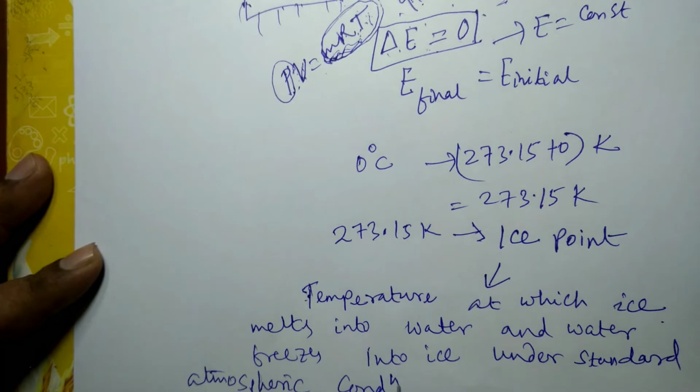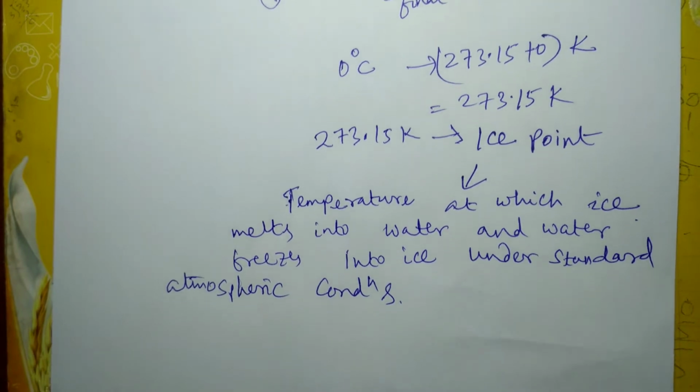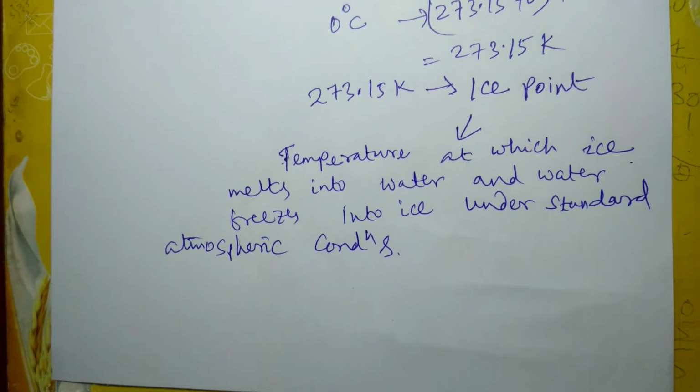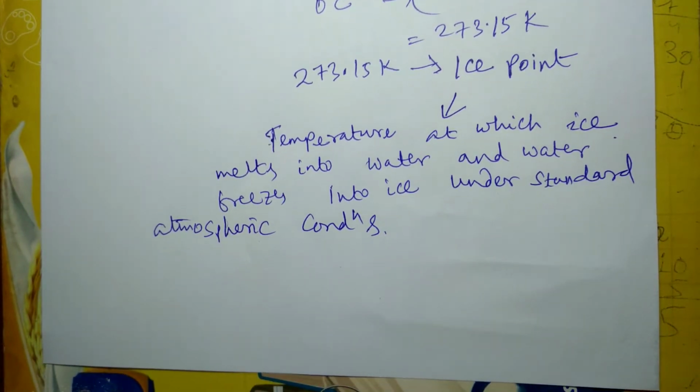We know that at 0 degrees, ice melts under standard conditions. If pressure and temperature vary, then it may vary, but under standard conditions ice melts into water at 0 degrees Celsius on being supplied some latent heat of fusion, and the reverse process also takes place. On removing some heat, water also freezes into ice at the same temperature. So that ice point, 0 degrees Celsius, which corresponds to 273.15 Kelvin, was originally chosen as the reference point.